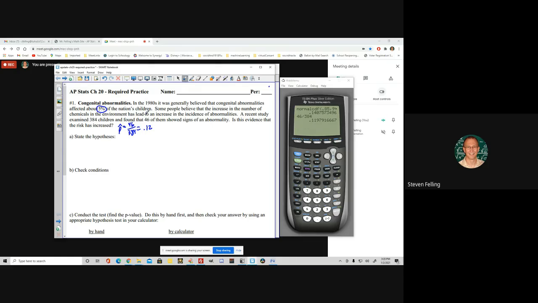Okay, so the first thing we're going to do is state hypotheses, right? So the first thing we're going to do is say, well, what is it that we're checking? I'll do this both in symbols and in words. So the null hypothesis, the alternate hypothesis. So the alternate hypothesis is there evidence that the risk has increased? So that means that we're going to have P, the proportion, is something greater than the historic 0.05. And in words, we could say a higher percentage of children have abnormalities.